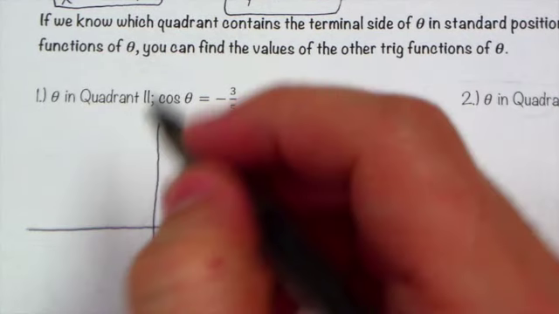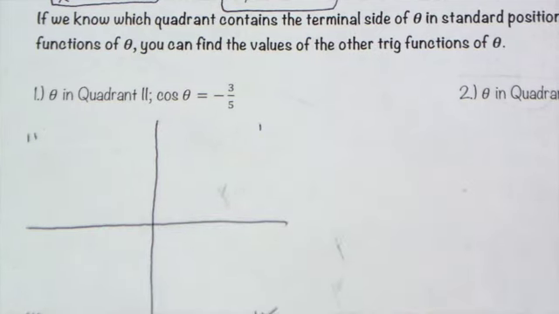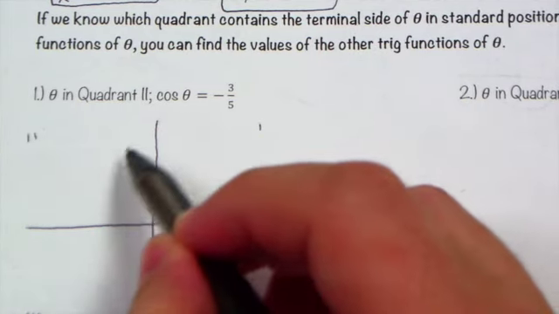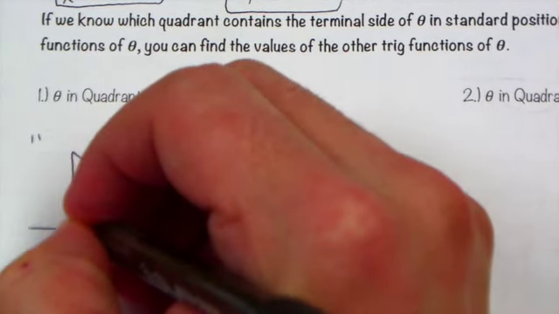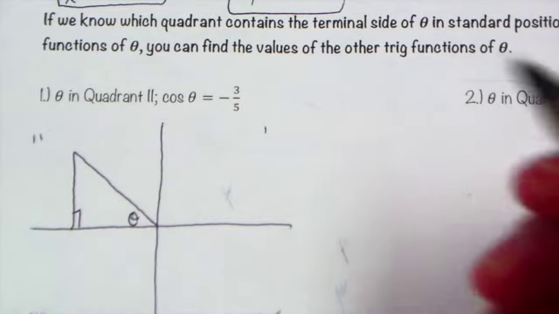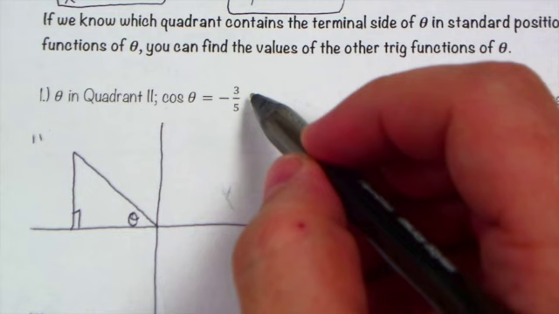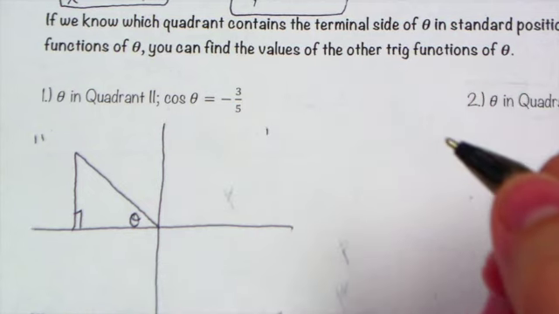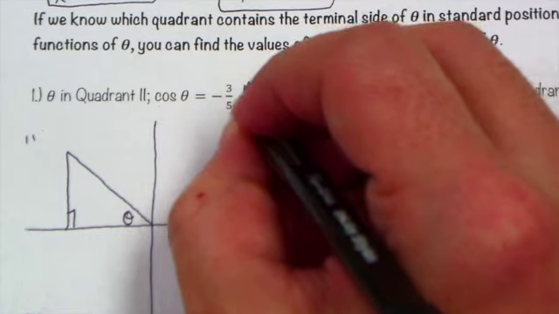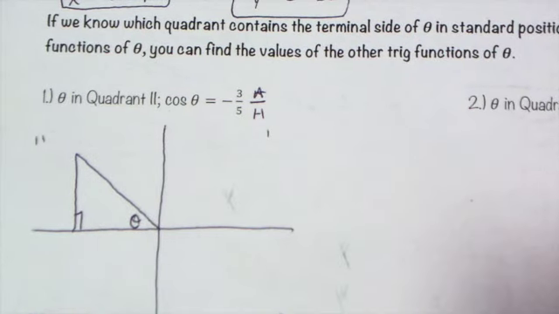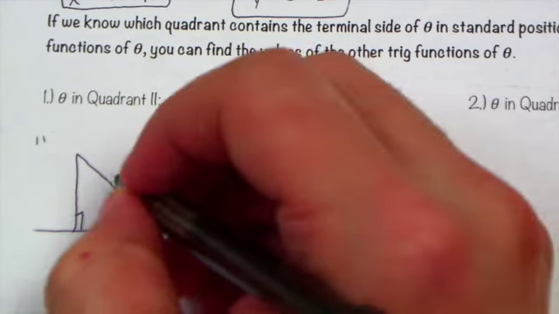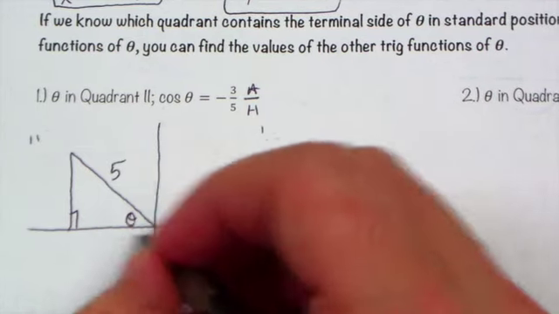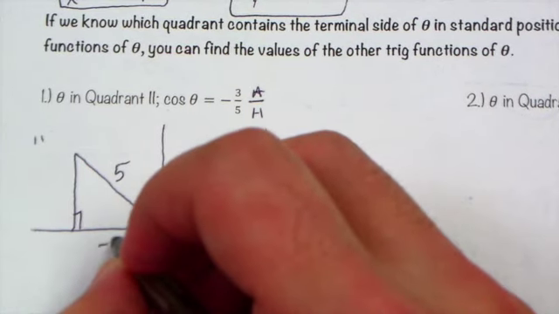If you remember your quadrants, this is 1, this is 2, this is 3, and this is 4. It's somewhere over here. So we're going to draw an angle and make a right triangle. And here's theta. We don't know what it is. But it says that cosine of theta is -3/5. That means that the adjacent over the hypotenuse is -3/5. Now you don't know which one's negative, but we can assume that the hypotenuse is not going to be negative. Since it's quadrant 2, the adjacent side is negative.